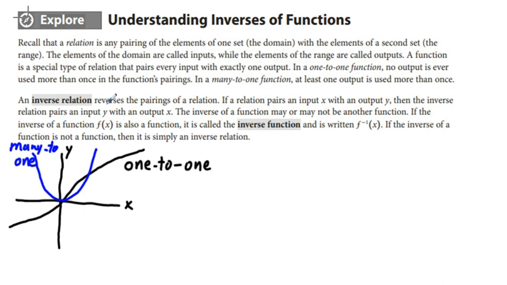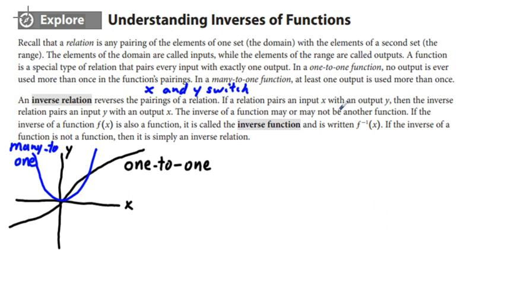An inverse relation reverses the pairings of a relation. So that's another way of saying X and Y switch. That would be an inverse relation. If a relation pairs an input X with output Y, the inverse relation pairs an input Y with that X. So it's just another way of saying X's and Y's switch.